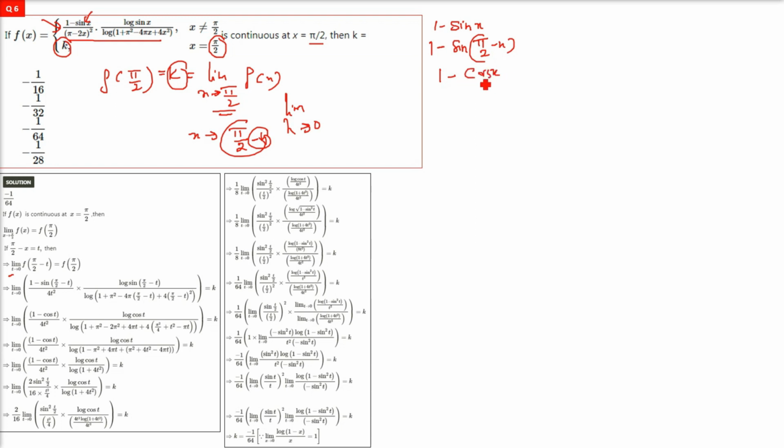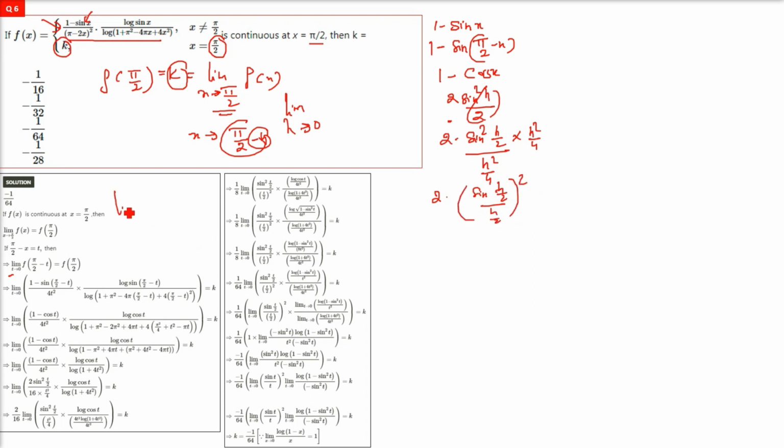Now 1 minus cos h can be written as 2 sin square h by 2. So we have to introduce h by 2 whole square, that is h square by 4, in the denominator and numerator. Why are we doing this? Because we know limit theta tends to 0 of sin theta by theta is equal to 1. So it will be 2 times sin h by 2 by h by 2, whole square.